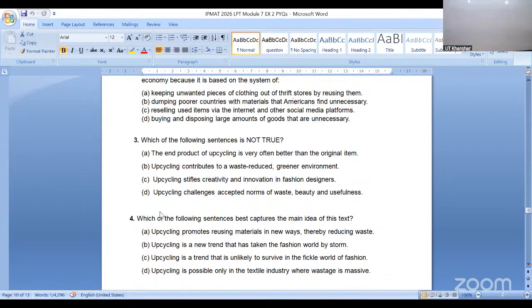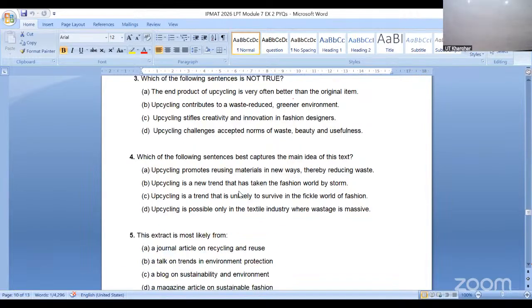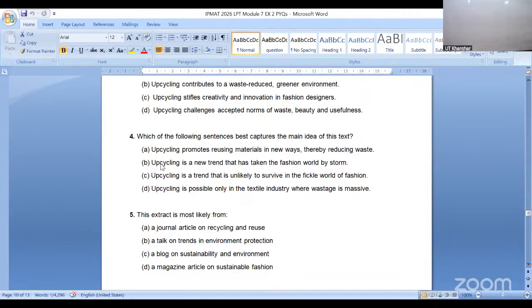Khyati? Got the answer to C now? Yes, ma'am. Question number 4. Who's giving me the answer to 4? Ma'am, option A. What is the main idea of the entire text? Upcycling promotes reusing materials in new ways, thereby reducing waste. That's correct. So, Arav, Khyati, you also got A as the answer? Yes, ma'am.